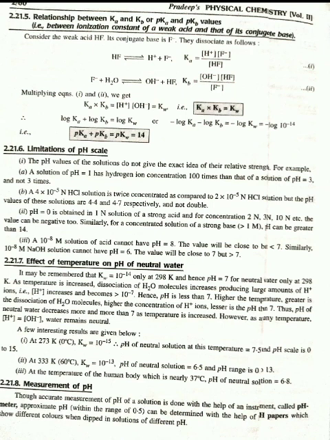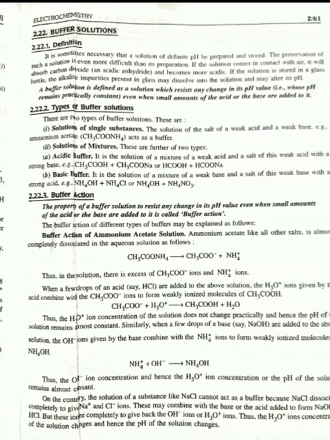Next heading, measurement of pH. Though accurate measurement of pH of a solution is done with the help of an instrument called a pH meter, approximate pH within the range of 0.5 can be determined with the help of pH paper, which shows different colors when dipped in solutions of different pH.